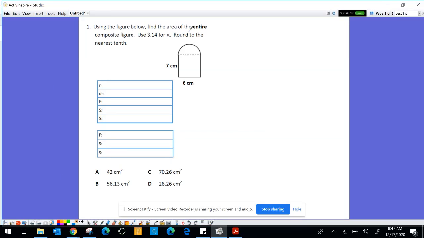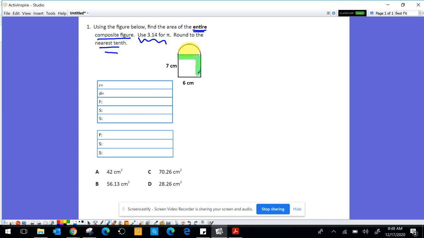Using the figure below, find the area of the entire composite figure. Use 3.14 for pi, round to the nearest tenth. Well, if we notice our composite figure, we have two shapes. We have our half circle, and we also have a rectangle underneath. So let's go ahead and identify our two shapes.